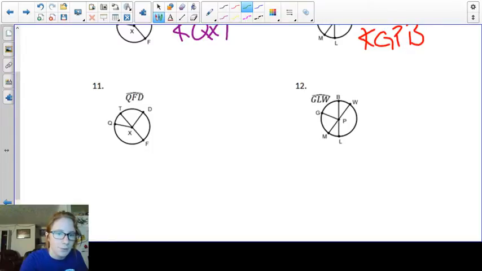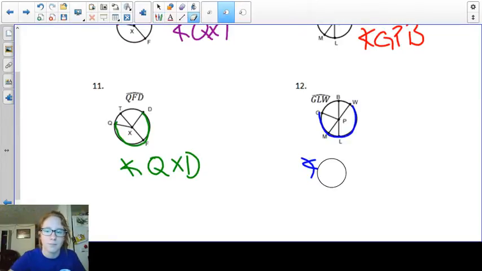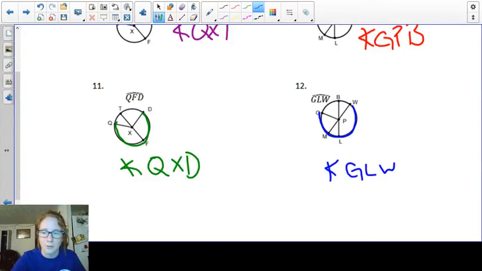Q, F to D. So we have to go from Q, we have to hit F, and we have to hit D. So we're going to have that big major arc there, but that angle is QXD. Again, we have another major arc, so we need G to L, so we're going to have to go down, so GL to W. So that's angle GLW. It's almost like glow, but not.